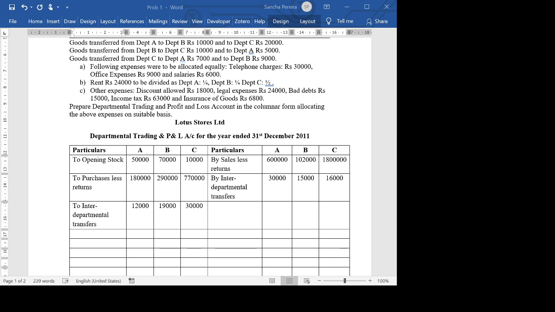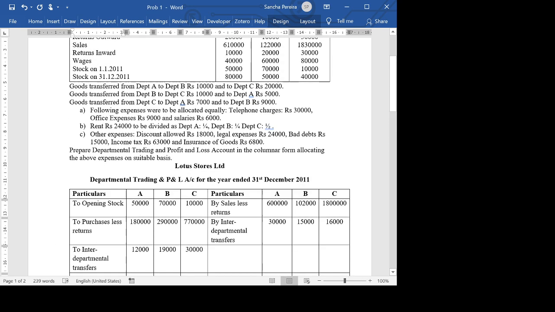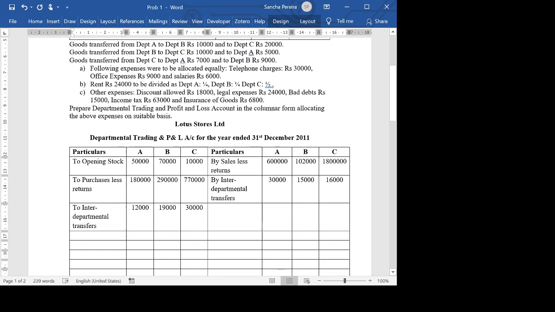Okay. Next, we still have some items in that figure. We have wages 40, 60, and 80. To wages 40,000, 60,000 and 80,000.